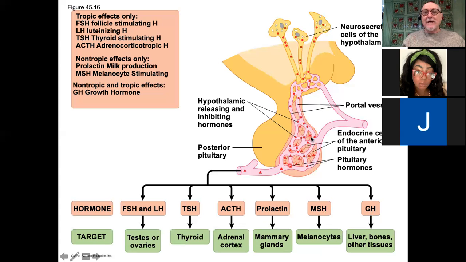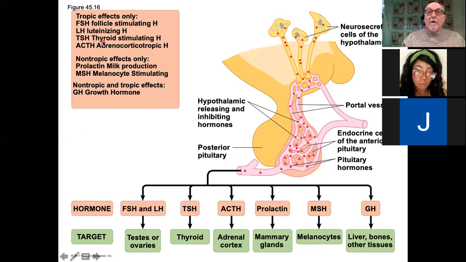Where are the hormones released here, and where are they directed? If they're directed at another endocrine gland, we call them tropic hormones. So a tropic hormone is one released to have its effect on another endocrine gland. Non-tropic hormones are those which have their effect directly on tissues or globally through the body.